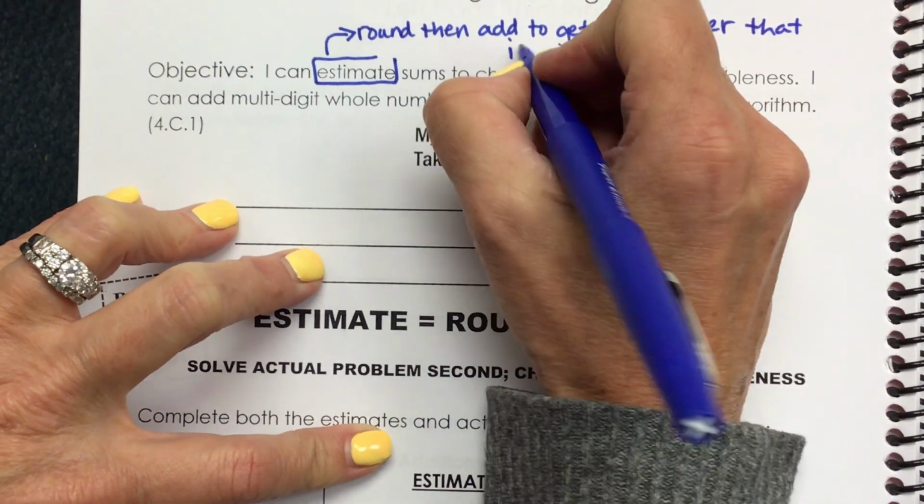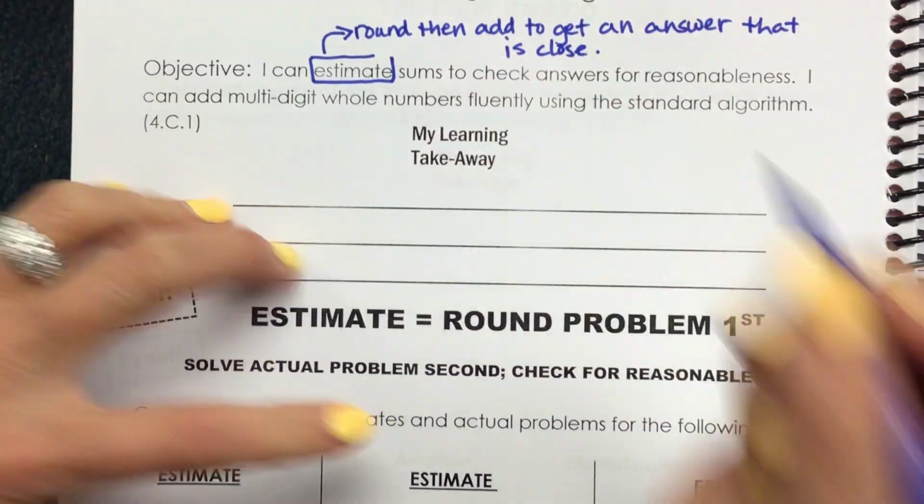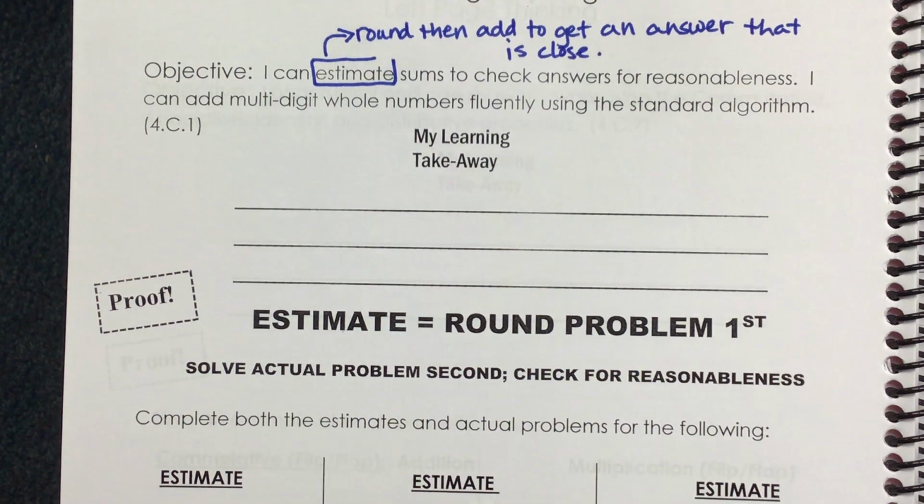Why would we estimate? Why wouldn't we just want the exact answer? Why would we estimate? Ella? Because sometimes you're not able to get the exact answer. Okay, when might you not be able to get the exact answer? When you're counting maybe the population. Well, that's a time we might estimate. Yes, that is true. But if we're adding something, when might we not be able to get an exact answer?